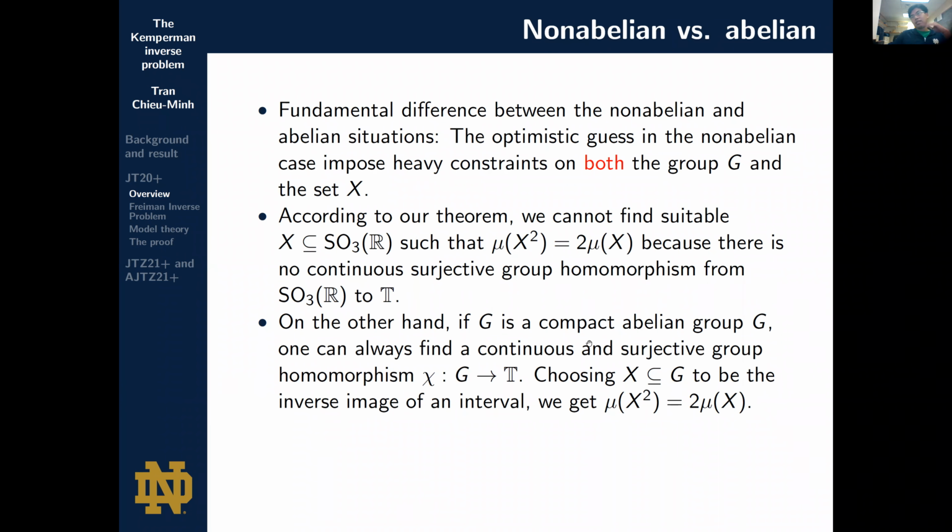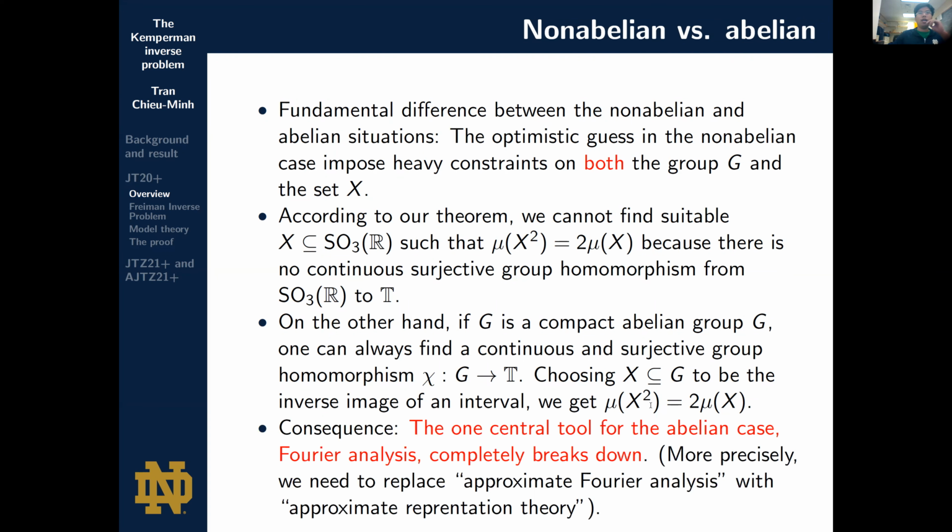But in the abelian situation, it's quite different, right? Because for any compact abelian group, you can always find a group morphism into the torus, and using that you can construct the inverse image to obtain a set with measure expansion 2. And this has a consequence for our difficulty.